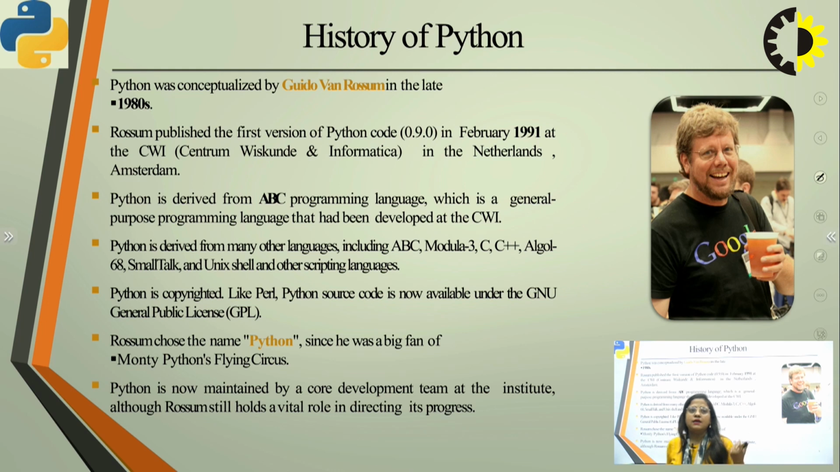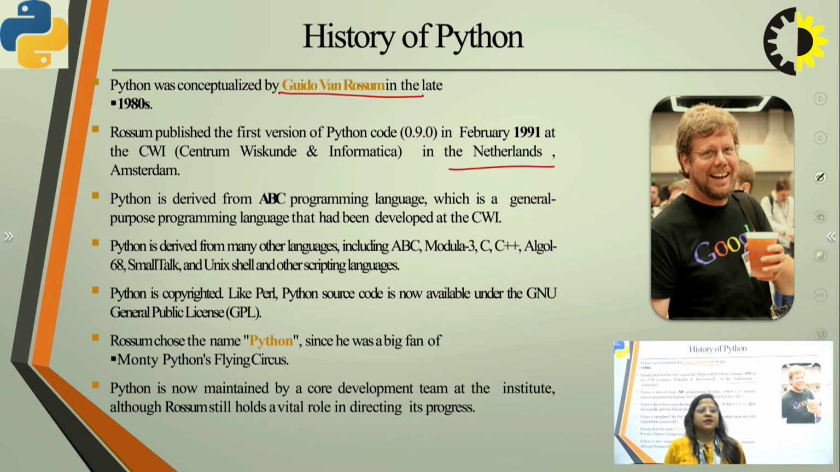Second, what is the history of Python? Everyone should be aware of the history of Python. Python was conceptualized by the scientist Guido van Rossum in 1980, who gave some introduction about Python. After that, Rossum published the first version of the Python code, version 0.9.0, in February 1991 at CWI in the Netherlands.